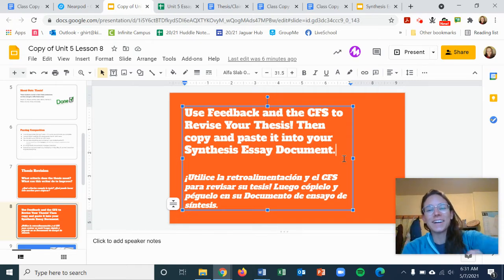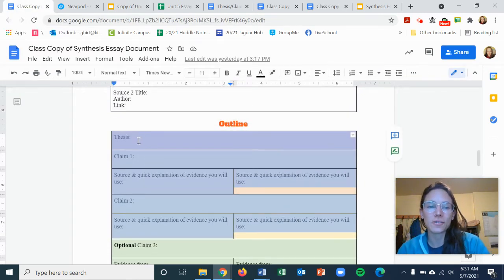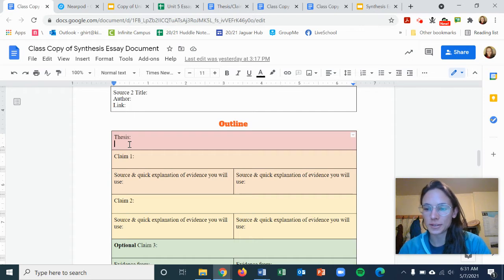Revise your thesis and then copy and paste it into your essay document here where it says thesis. So go ahead and do that step.